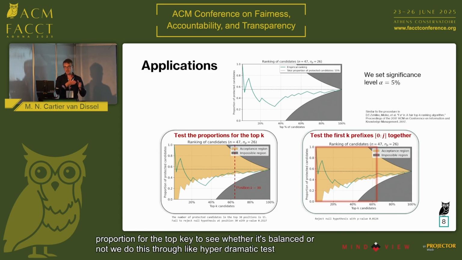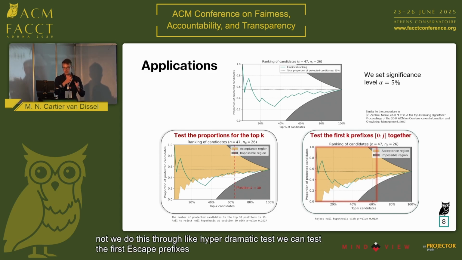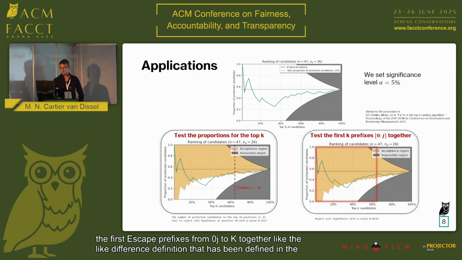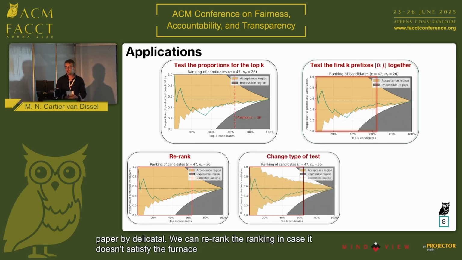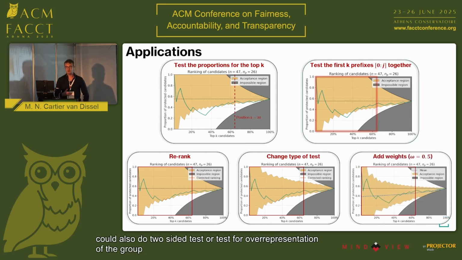We can test the first K prefixes from 0 to K together, like the fairness definition that has been defined in the paper by Zehlike et al. We can re-rank the ranking in case it doesn't satisfy the fairness criteria. We can change the type of test. In all these cases, usually we test for underrepresentation, but we could also do two-sided tests or test for overrepresentation of the group. And finally, we can add weights as we just saw.